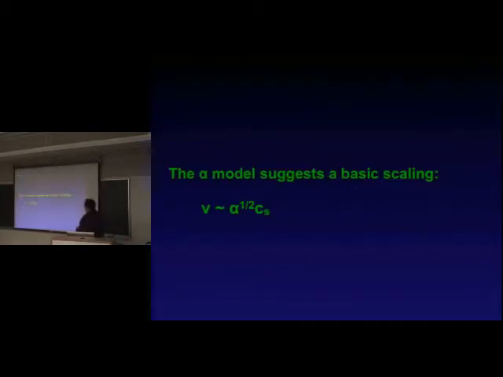So, the alpha model suggests the basic scaling. This will also become somewhat important later on. The turbulent velocity, the departure away from pure Keplerian rotation, scales as the sound speed times alpha to the 1/2 power. And that's the basic idea of alpha theory, or another way you can write down alpha theory, is that you get this relation.